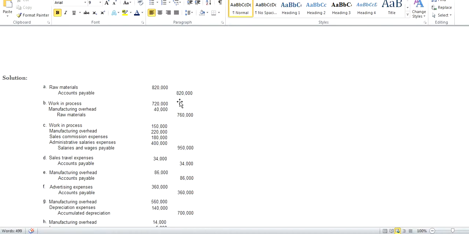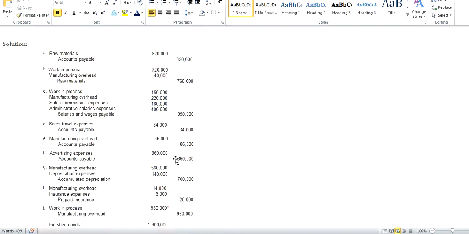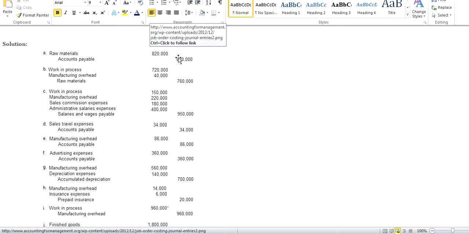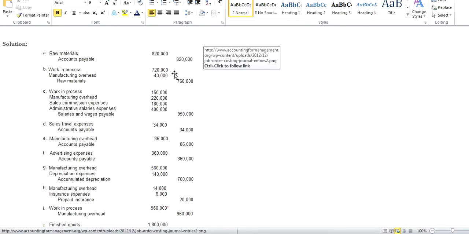So here, we have all of the journal entries. I said them, but here they are so that you can see them. Your standard accounts payable purchase. This is your movement of raw materials out of the raw materials account and into work in process, and the indirect charge that goes to manufacturing overhead. Same with salaries. This is directly attributable, 150,000. This is indirect, 220. Sales commission and admin, period expenses, so they go straight to the expense accounts.